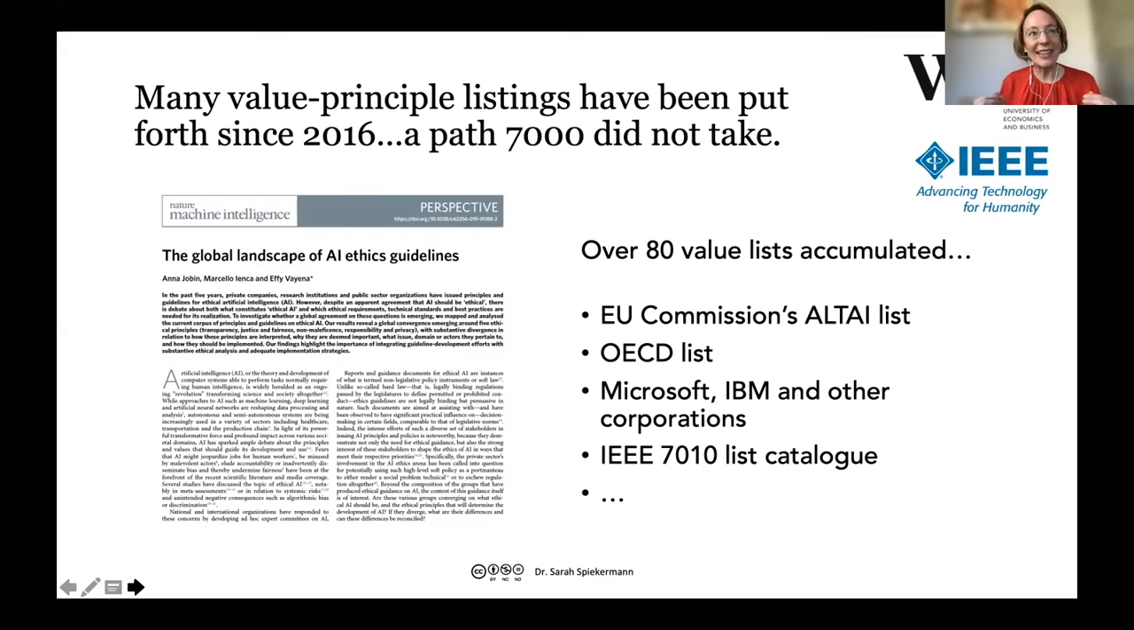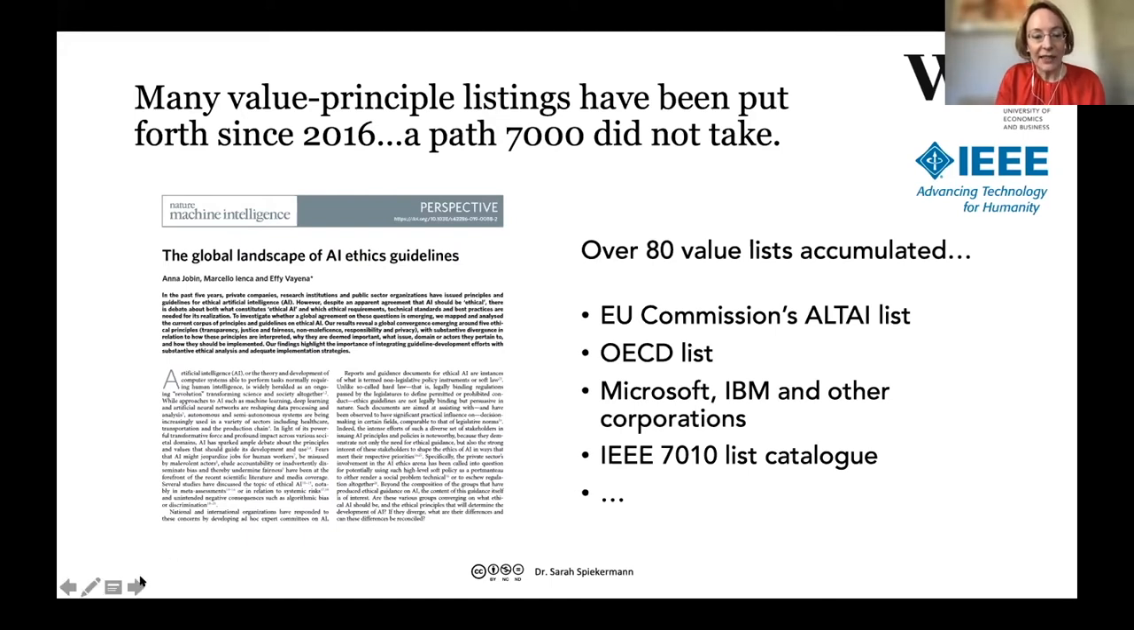Even though I think these lists of values are important, I don't think that they really give guidance to engineering on how to do a better job. Because if you think about a term like dignity, how is an engineer actually taking this principle and putting it into practice? What is dignity? So that is a huge challenge with those lists.